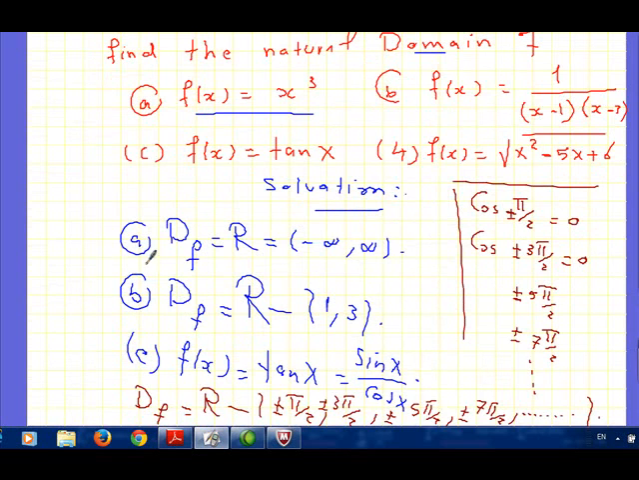Solution of the first question. As f of x is a polynomial function, we can say that the domain of the function is R, which is from negative infinity up to infinity.